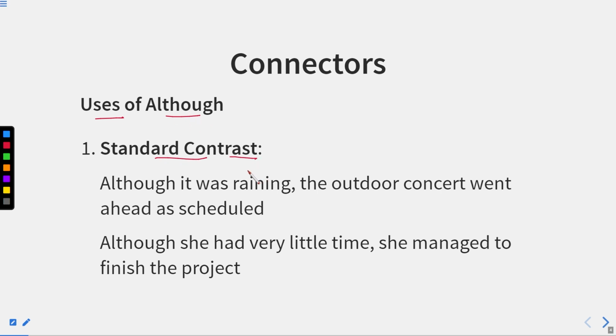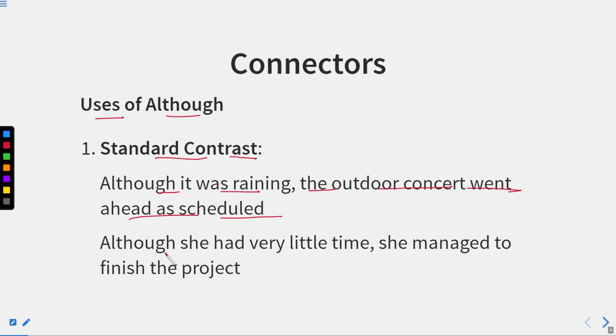First of all, standard contrast. So it will show the standard contrast. Although it was raining, the outdoor concert went ahead as scheduled. Now, if it were raining, one could cancel the match or cancel the concert. But what happened? Contrary to that, although it was raining, the outdoor concert went ahead as scheduled. It means it did not get disturbed by the rain. It went on. It means it was not affected by the rain.